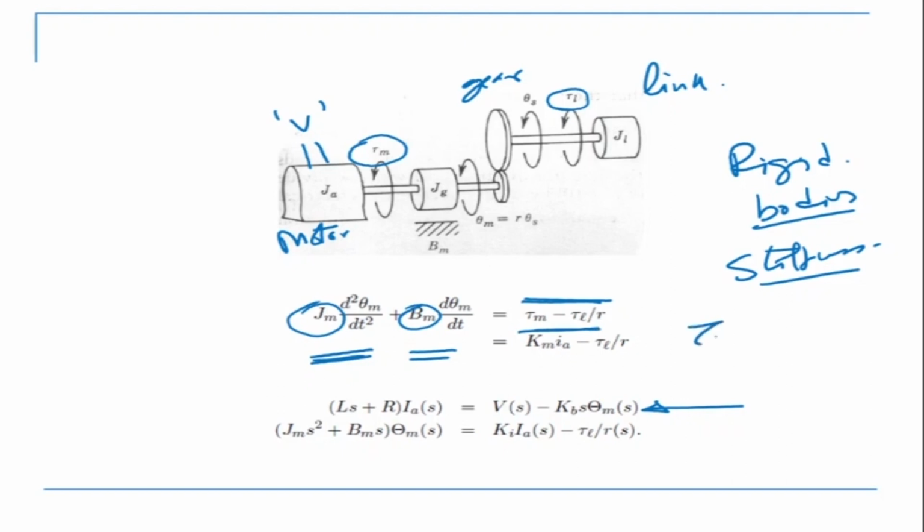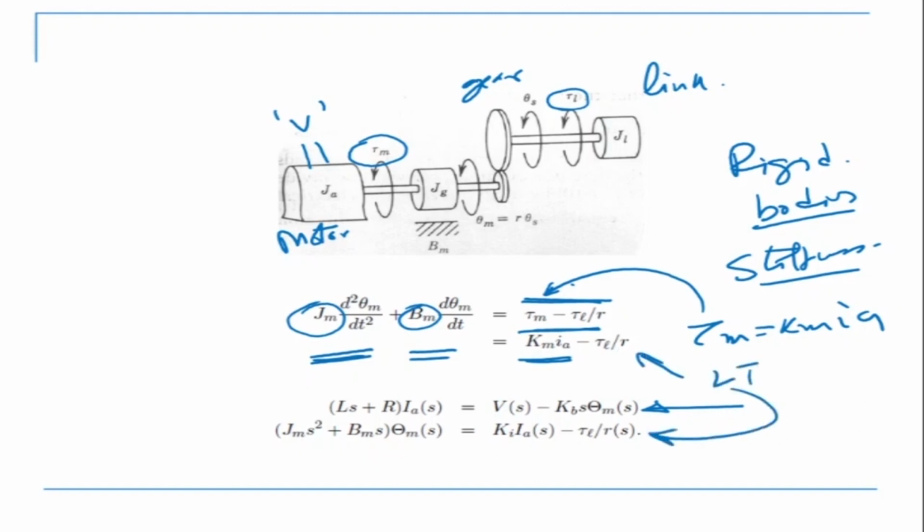Now we saw that the motor torque tau m is equal to Km into Ia. So I replace tau m here, and what I get is Km Ia minus tau L by R. If I take the Laplace transform of this, we get my second equation, which is this one.